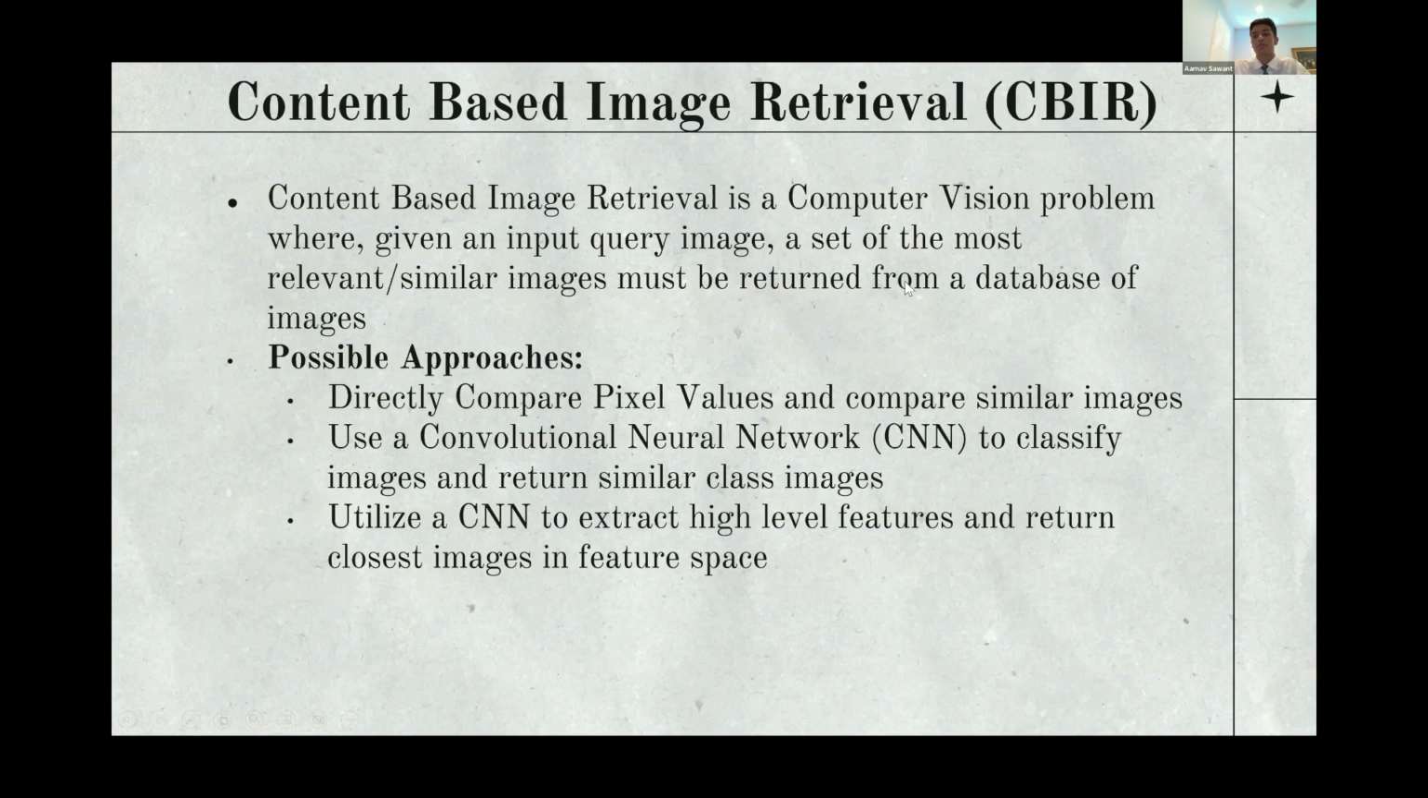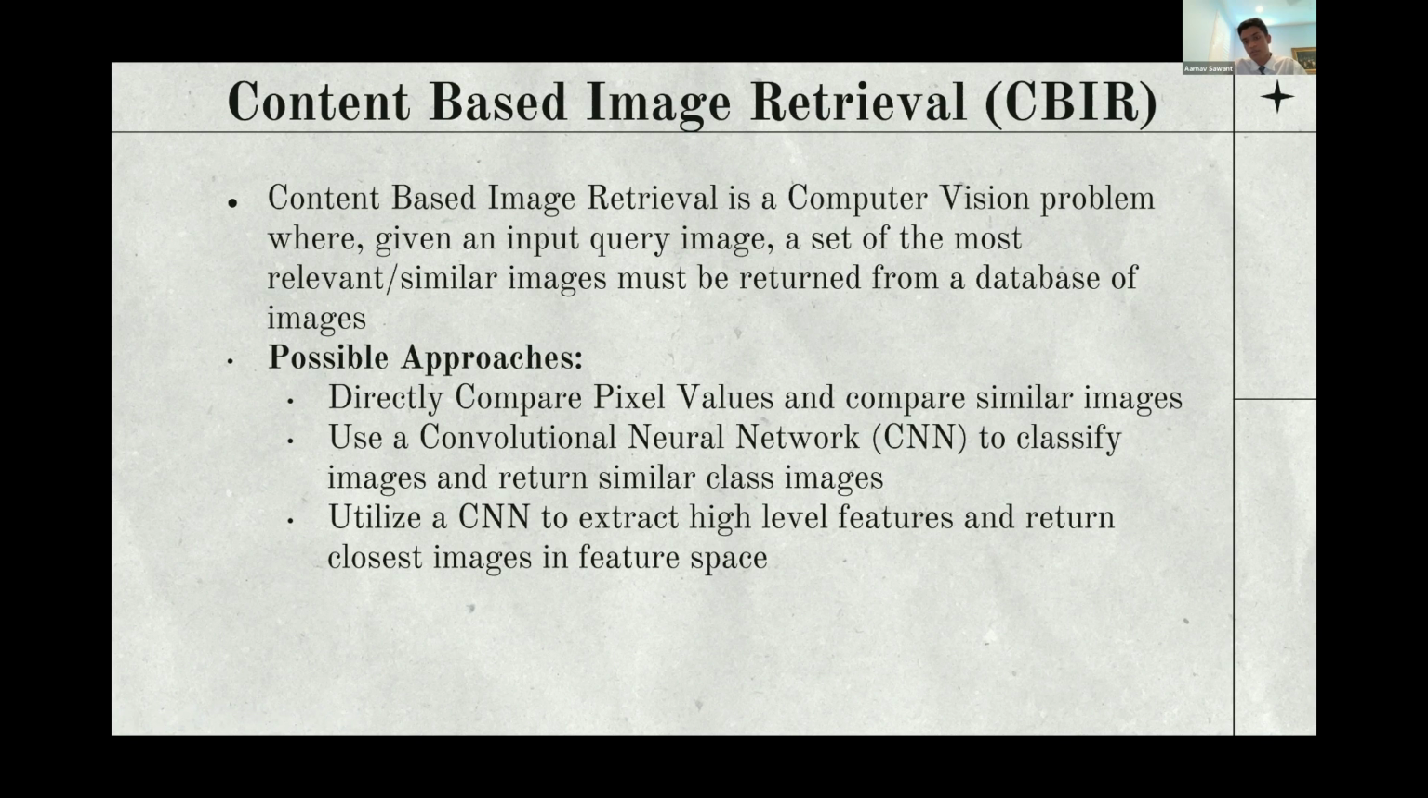So content-based image retrieval is a computer vision problem where, given an input query image, a set of the most relevant and similar images is returned from a database of images. Just to make really clear, you give a content-based image retrieval model one image and you get back a set of 10 images back. When thinking about ways to approach a content-based image retrieval problem, there's three main ways.